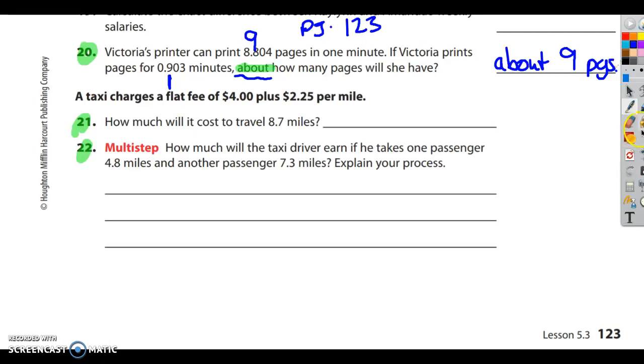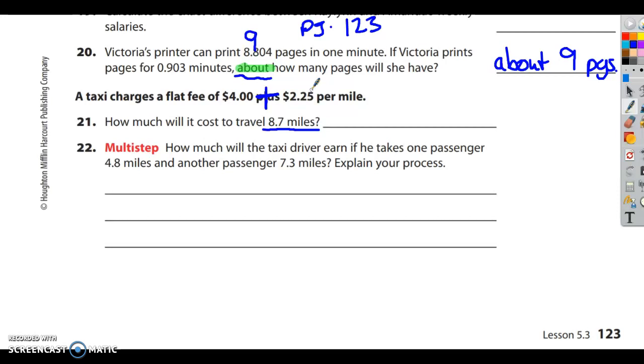Number 21, there's some directions here we got to read. It says a taxi charges a flat fee of $4 plus $2.25 per mile. So you got to understand what this means. It means that right when you step in the taxi, they're going to charge you $4, and then they're going to add on to that $2.25 per mile. So if you go down to number 21 here, it says how much will it cost to travel 8.7 miles. What that means is you need to multiply 8.7 miles times $2.25 per mile, and then at the end you've got to add your $4. The $4 is a flat fee. So this is a multiplication problem and add, and we add at the end.